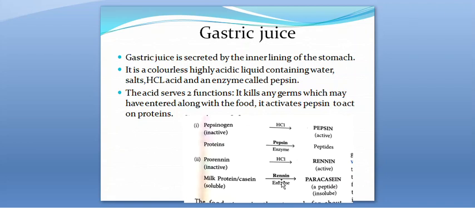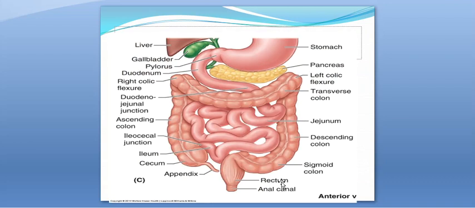Now this food stays in the stomach for about 3 hours and attains a pulp-like form called chyme. Now the pylorus opens to allow the chyme to move into the intestine little by little. Now this is a diagram of the anterior view. You can see the gallbladder here, the liver, the stomach, the pancreas, a leaf-like structure, the duodenum and small intestine with large intestine.